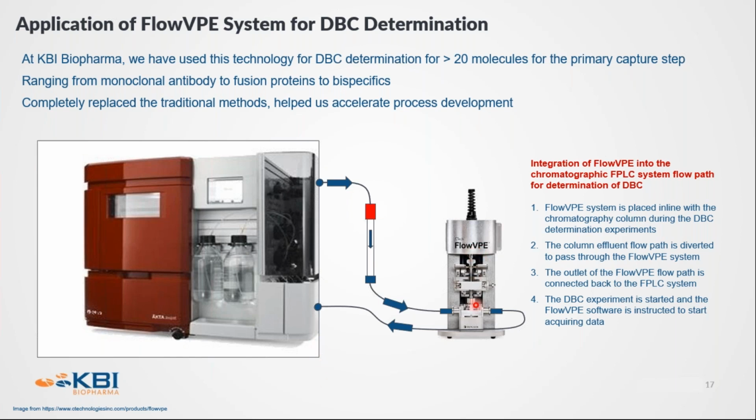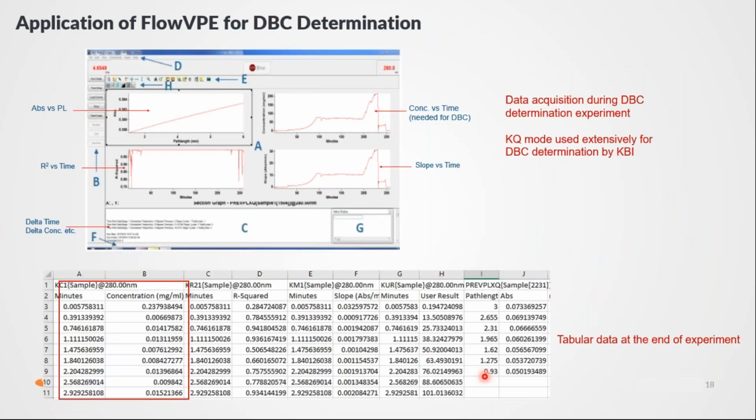This is the fibrate, which goes up and down and continuously keeps on changing the path length. And the system, the FlowVPE system itself, is connected to a dedicated software which continuously acquires the data and can provide you the breakthrough curve real time. So this is a glance of what the data acquisition using FlowVPE looks like.